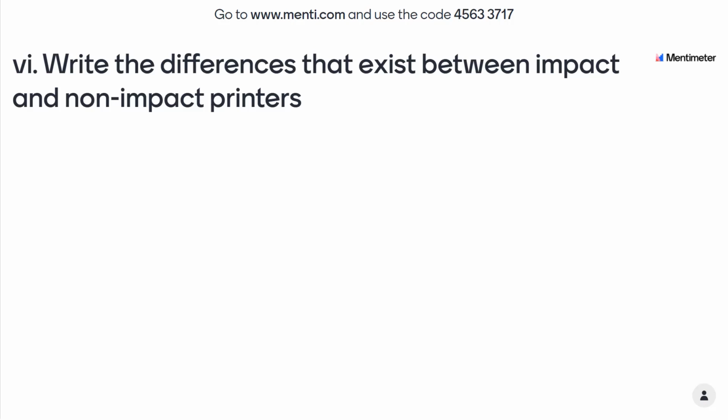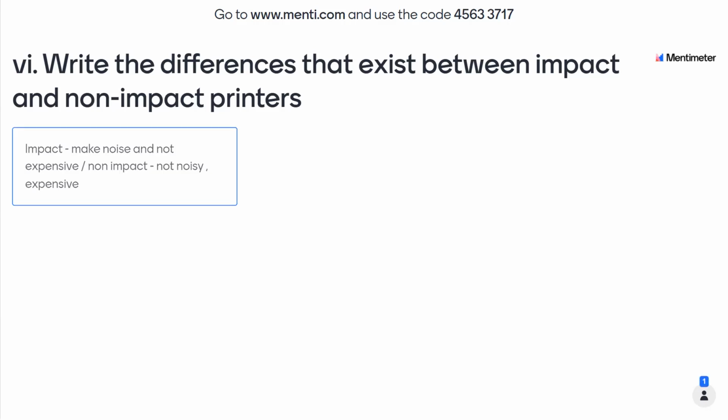Yes. What is the answer for the first one? Right. What do you mean by impact? Something is hit and makes a print. For example, dot matrix printers. And then we have non-impact printers like laser printers, inkjet printers, thermal printers. The question asks, what is the difference between these two types?